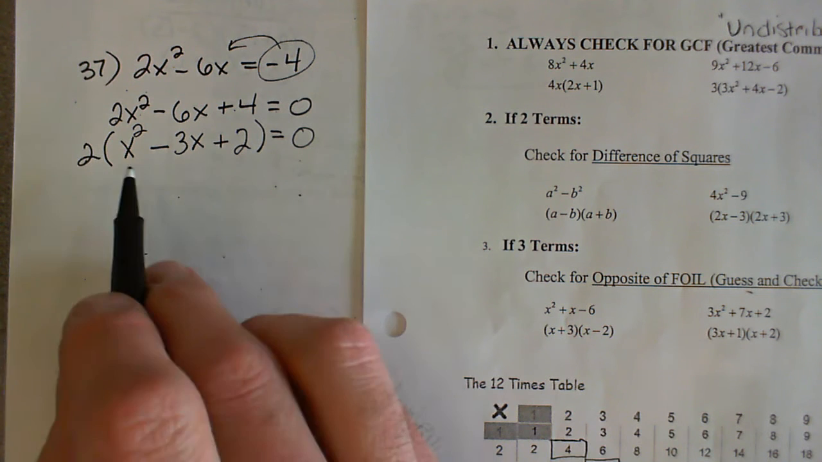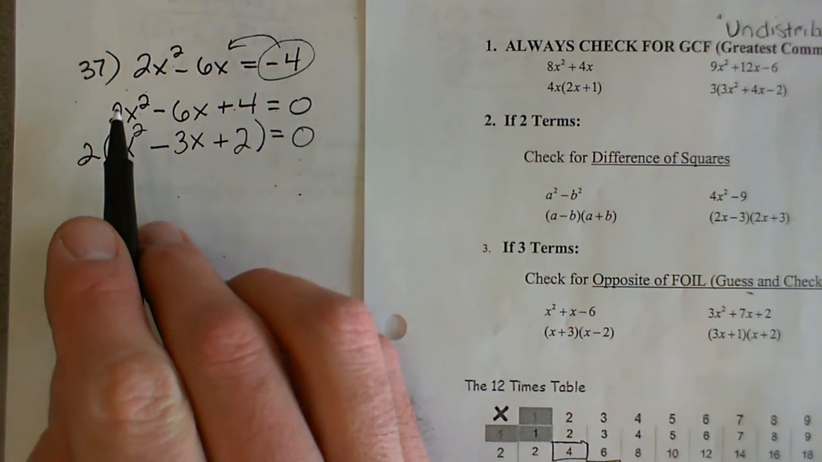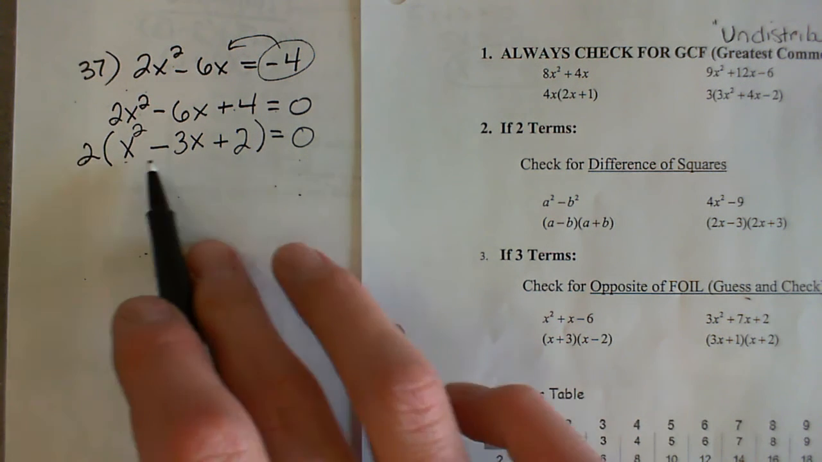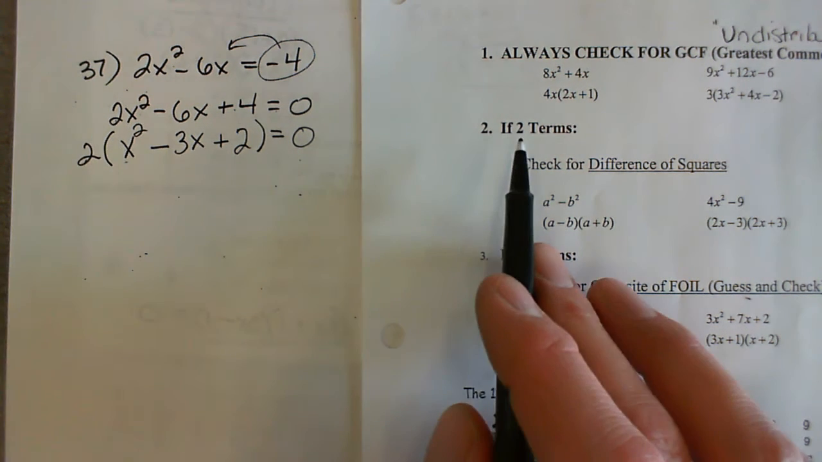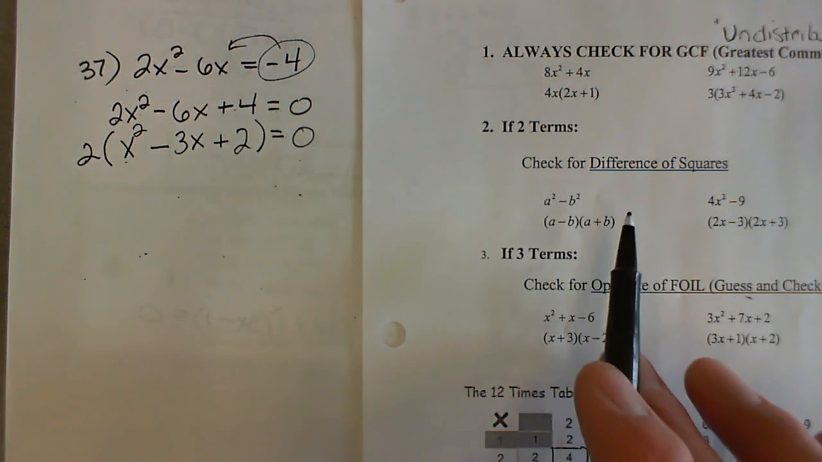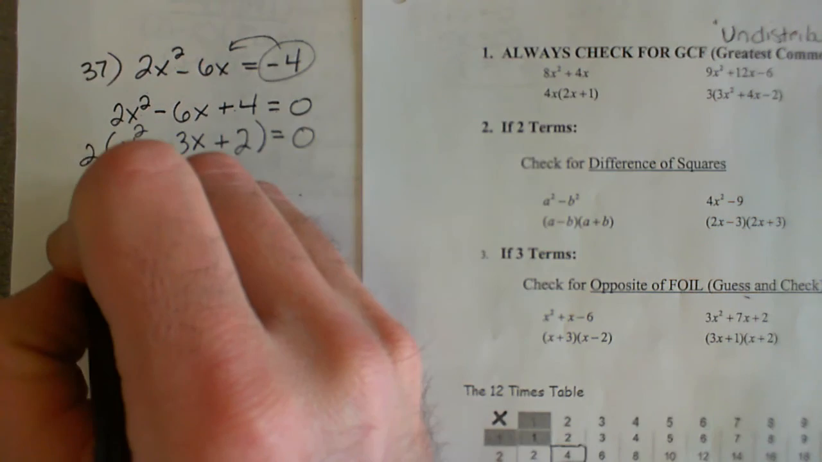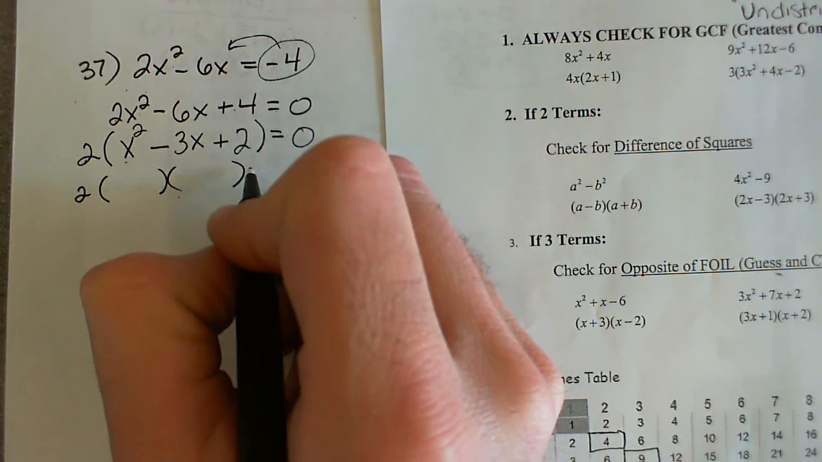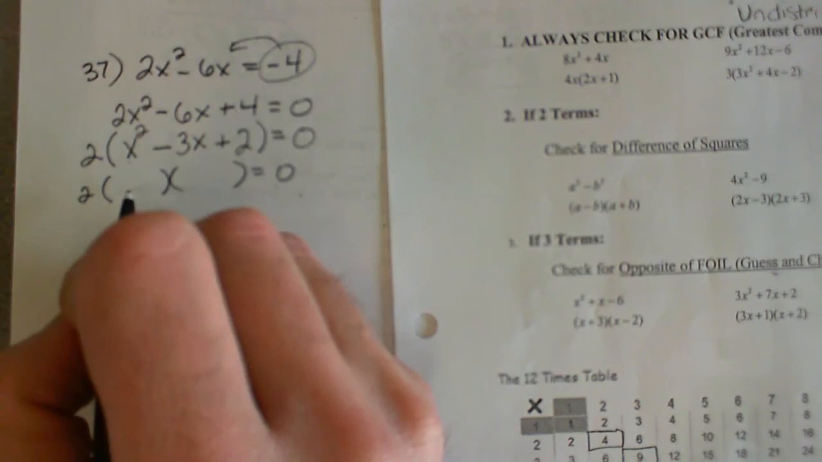Okay. Now this is a simpler quadratic than this one. So now let's try to factor this guy. How many terms do we have here? Do we have 2 terms or 3 terms? Well, we have 3 terms, so we should be doing opposite of FOIL. So we can leave the 2 out there. This is going to factor in the 2 binomials.